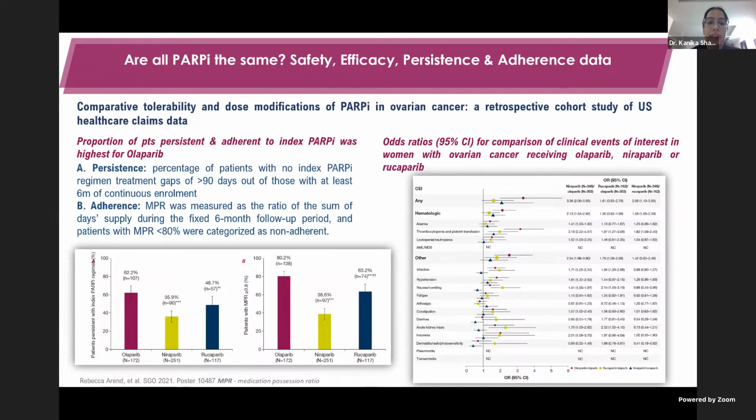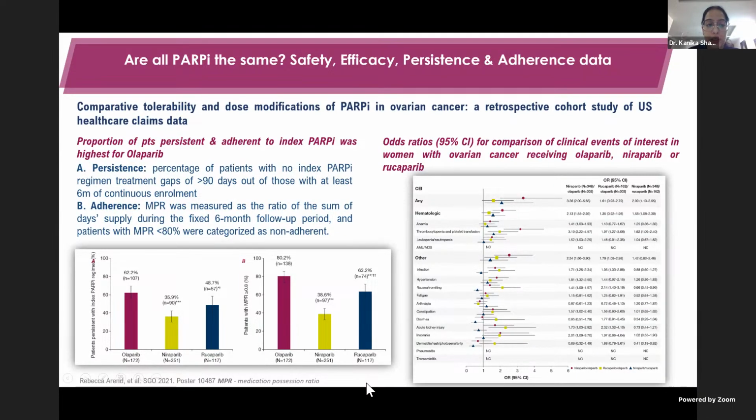And treatment adherence, if we see a fixed 6 months follow-up period, then for more than 80% of the time the patient should have adhered to the treatment. In between, intermittently, some gap may be needed. But if there is a gap of more than 20%, that is a non-adherent treatment. So that has to be seen and discussed with the patient, whether they are intermittently stopping the therapy or not. So these 2 points have to be taken care of.